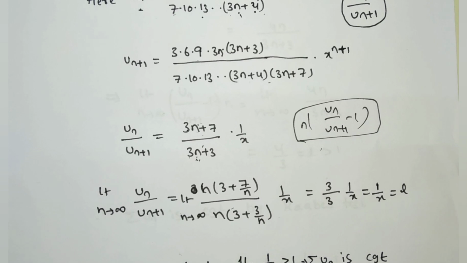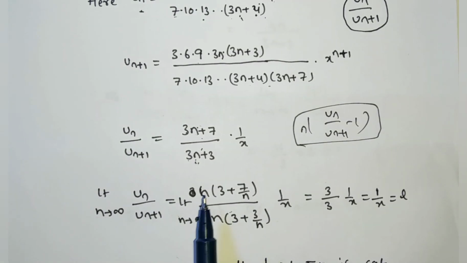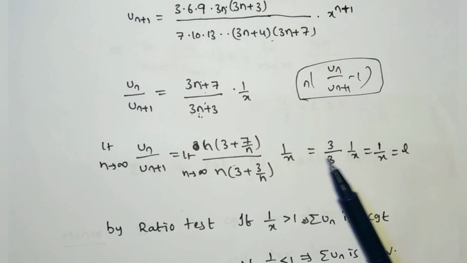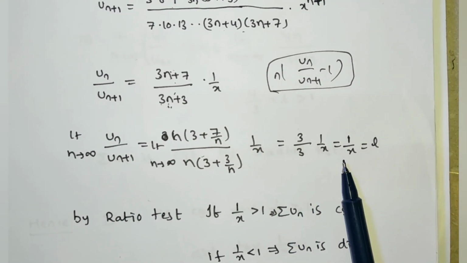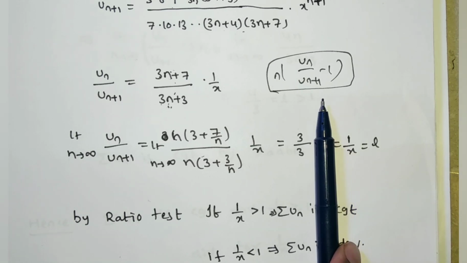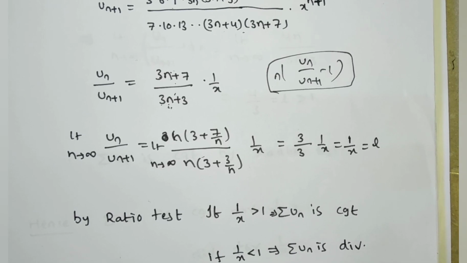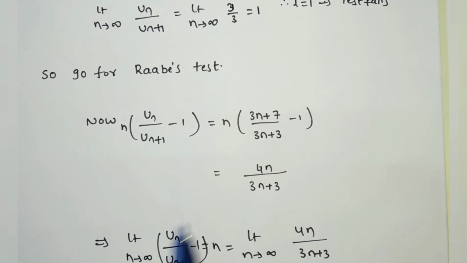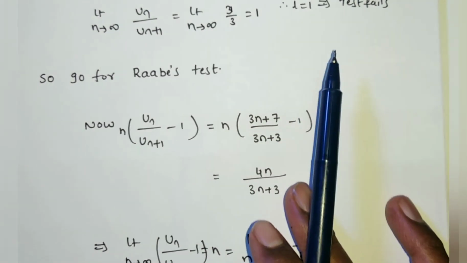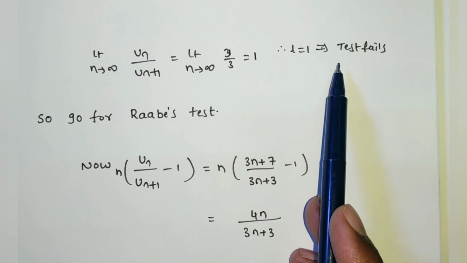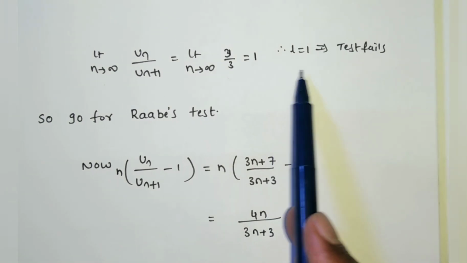If you substitute in un by un plus 1, you will have the limit as n tends to infinity, and this n gets cancelled. Instead of 1 by x, we now substitute the x value, which is 1. So 3 by 3 is equal to 1. That is, L is equal to 1. In the ratio test, if the limit is equal to 1, what can we say? The ratio test fails.